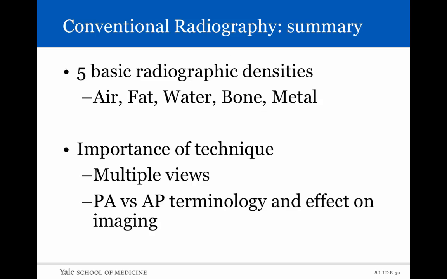So in summary, for conventional radiography, these are the 5 basic radiographic densities: air, fat, water and soft tissue, bone and metal. It's also important to understand the different techniques that are done. You need multiple views to see pathology, and PA and AP is also important as it has an effect on the way things look.